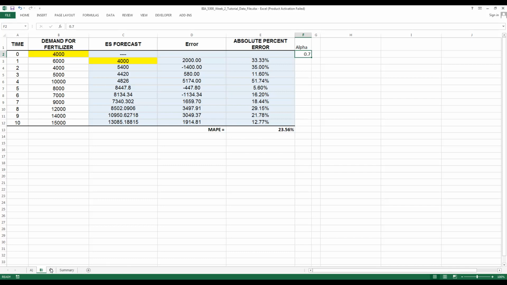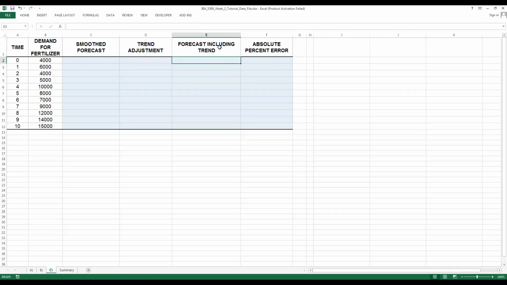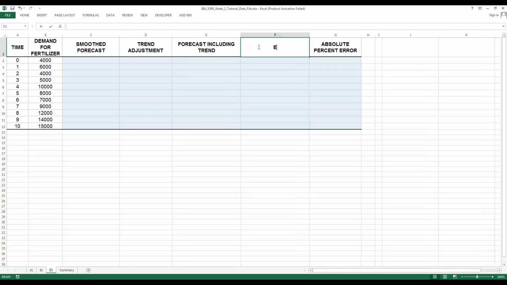Okay. Now we're going to do exponential smoothing with trend. So again, I'm going to want to just stick in a little error column because that's going to be helpful.